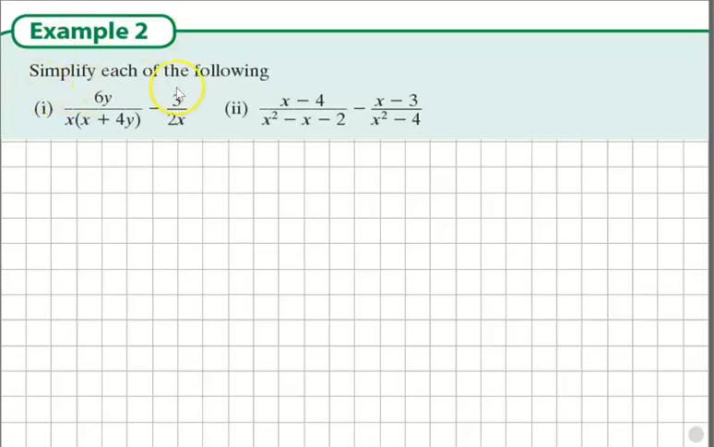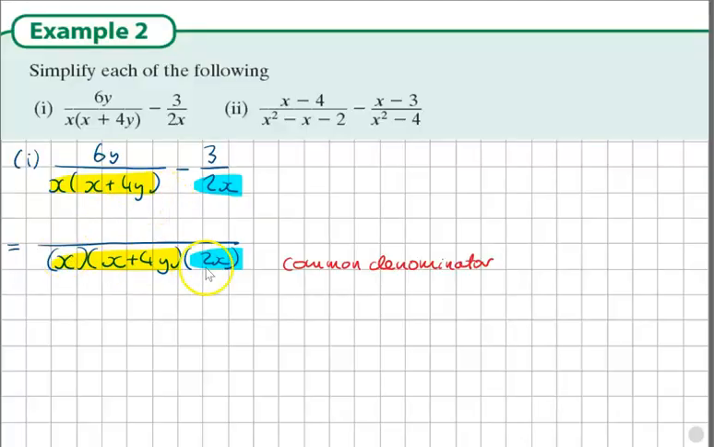Example 2. Simplify each of the following. So we are subtracting two algebraic fractions here, and the rule is we have to get a common denominator. So we can just stick the two denominators together, and I've highlighted them so that you can see them clearly. They're just stuck together with brackets. This is our common denominator. So then we're going to say, well, x times x plus 4y divides into this common denominator, and the yellow parts will cancel, leaving us with 2x. So we're going to do 6y multiplied by 2x.